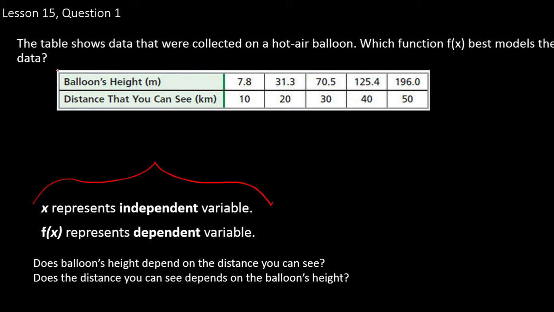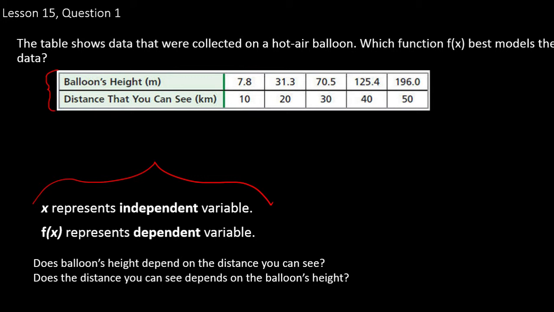Now remember, we're pulling data from this table which describes the balloon's height in meters and the distance that you can see this balloon. So x, remember, is always our independent variable. F of x is our dependent variable. So the first thing you need to do is figure out which one of these is x and which one of these is f of x.